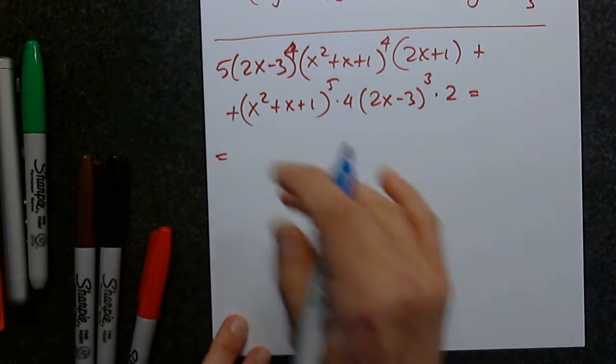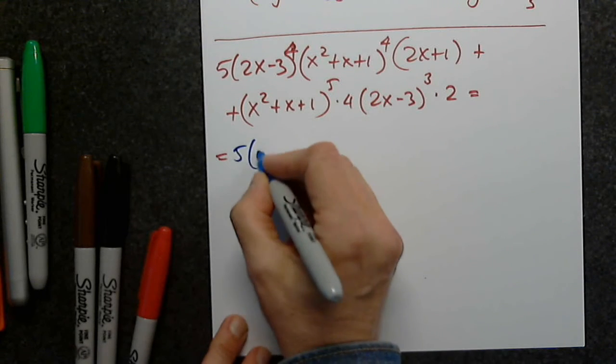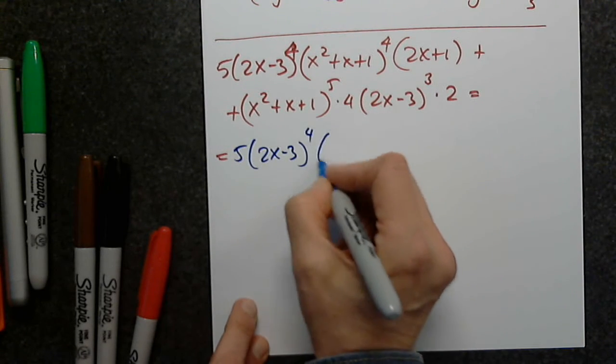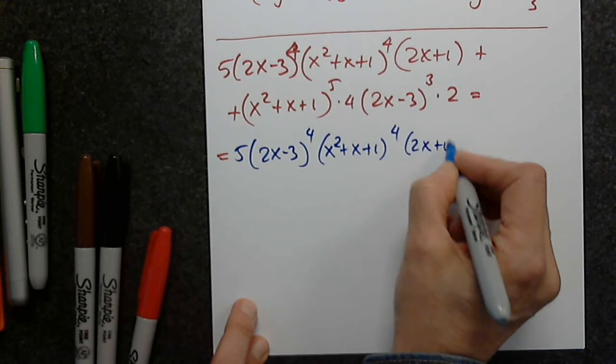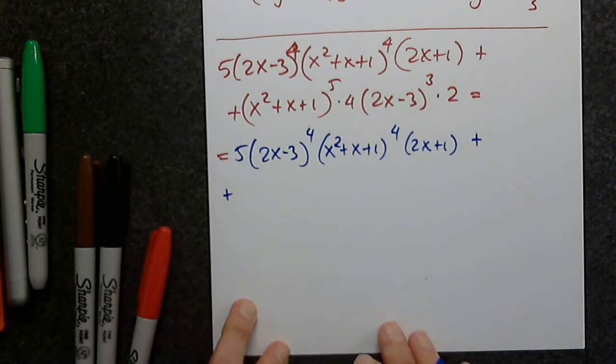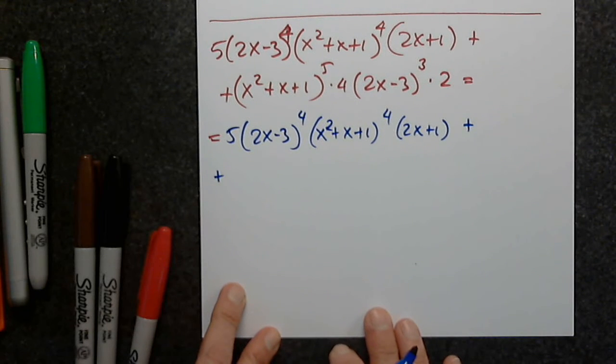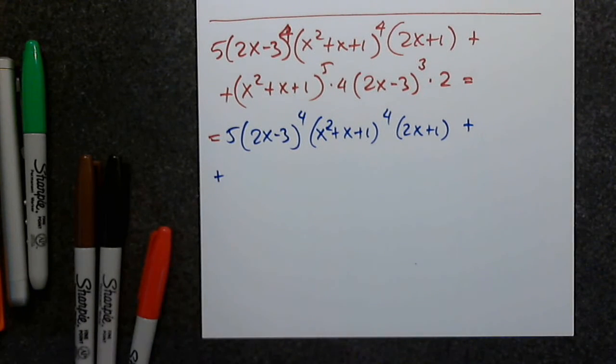it in order. I will copy the first term, which is 5, 2x minus 3 to the 4th, x squared plus x plus 1 to the 4th, and 2x plus 1 plus. And then the second factor, the second term, again, how do I simplify it? I'm looking at the time just to make sure I don't go over 50 minutes with the video.